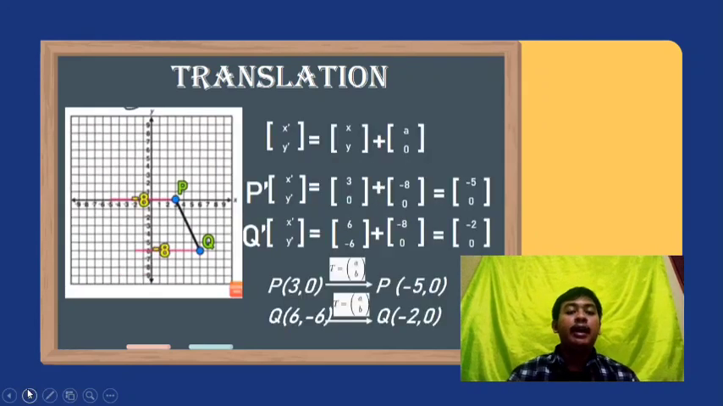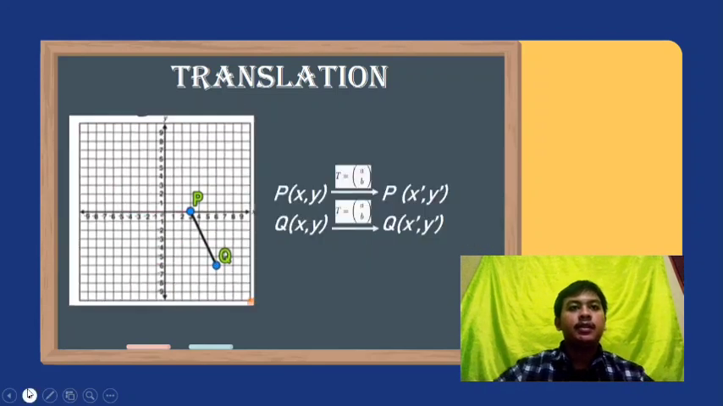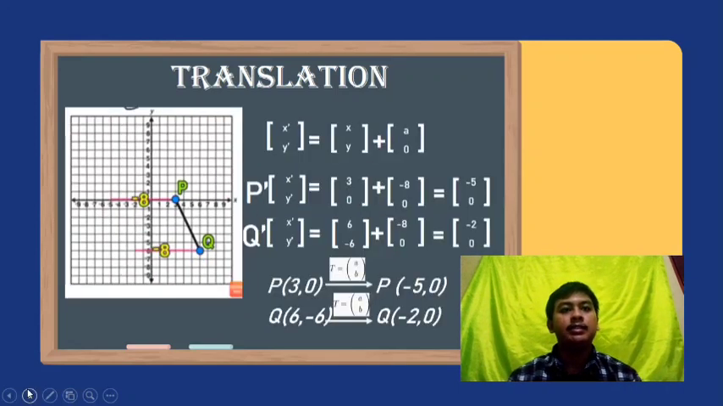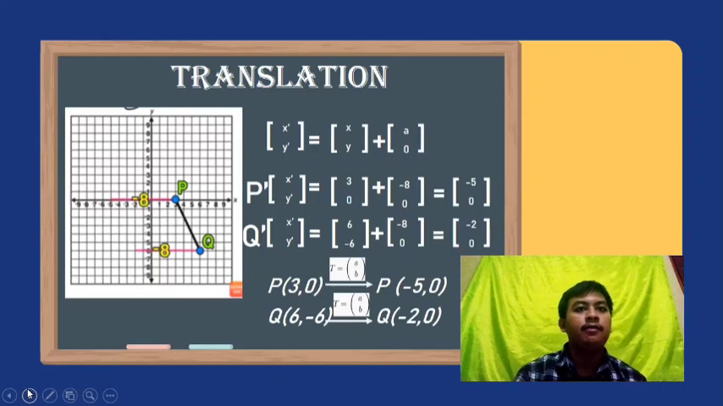We can find the solution with the formula. The points are added by the translation points. So we can find P', with x' and y', equals 3 plus minus 8 equals minus 5, and the point 0 is added by 0, so it remains 0.